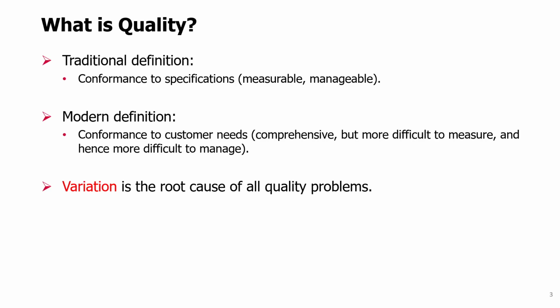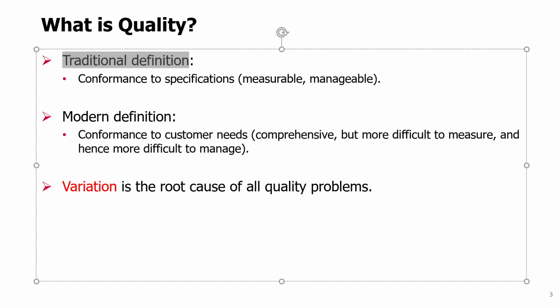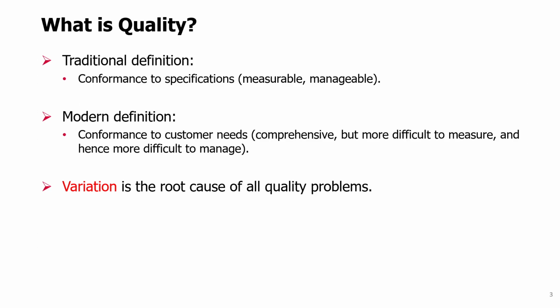What is quality? There are many ways to define quality. The traditional definition is to define quality as conformance to specification. This is something we do, for example, in engineering, where we define certain measurements, and we want to make sure when we actually produce parts, they conform to those specifications, to the measurements. The measurements are actually achieved.